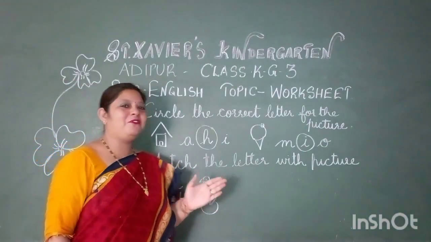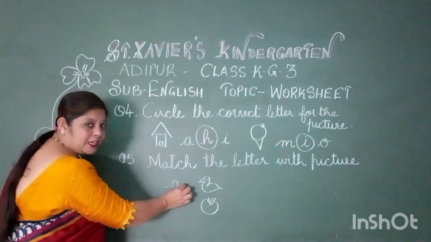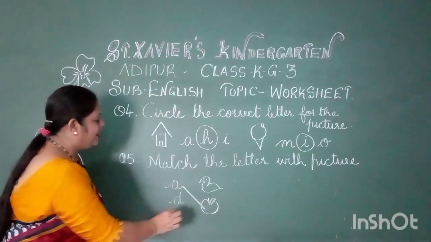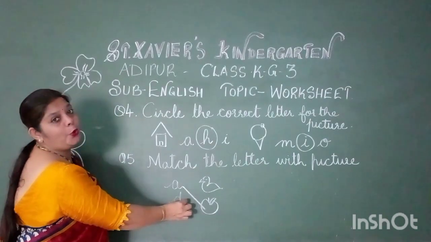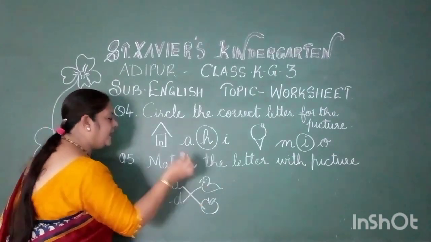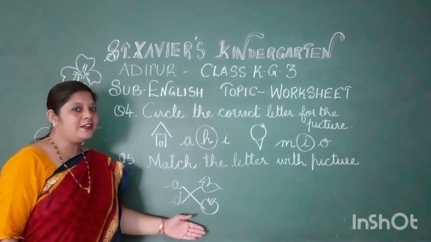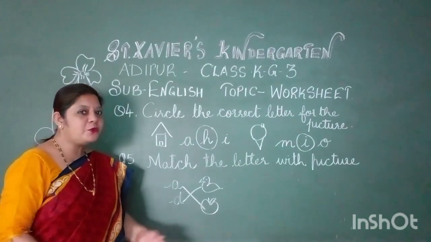Yes, you all are ready for it. A says duck. No. A says apple. Yes. D says apple. No. D says duck. Yes. And so on. बाकी का आप खुद ही करेंगे. Right? So let's see how you have to do in your worksheet.